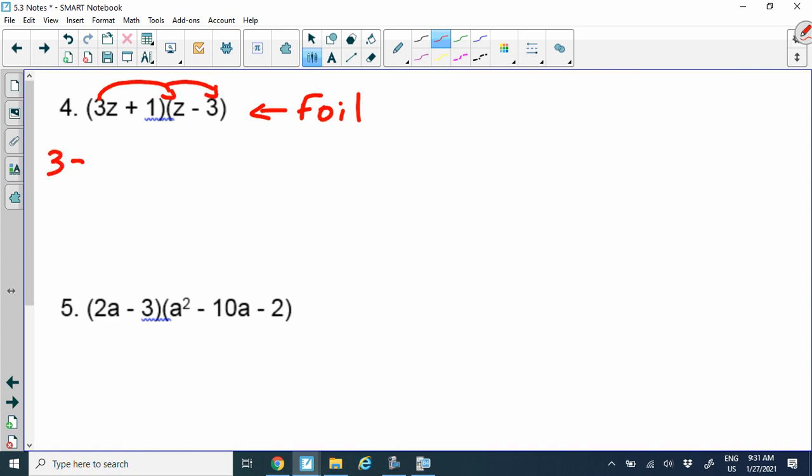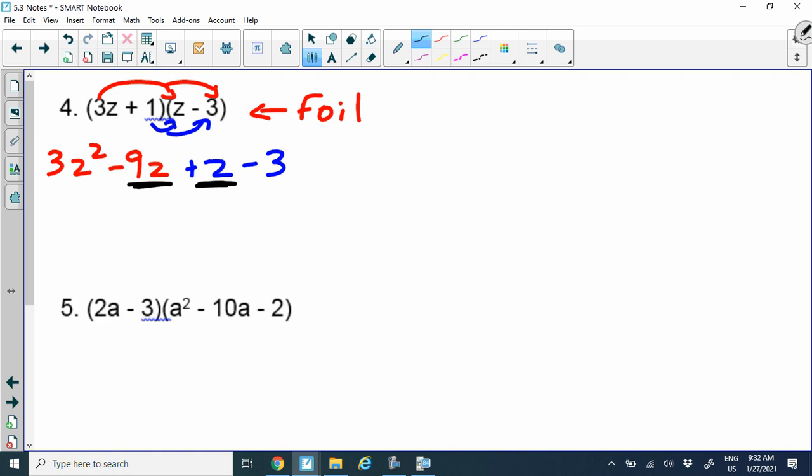So I get 3z squared, and then I get negative 9z. Now I'm going to multiply the 1 to the z and negative 3. So I get plus z, or you can put 1z, it's up to you, and then minus 3. Now I combine any like terms. My only like terms are the negative 9z and the positive z. Everything else I can't combine.